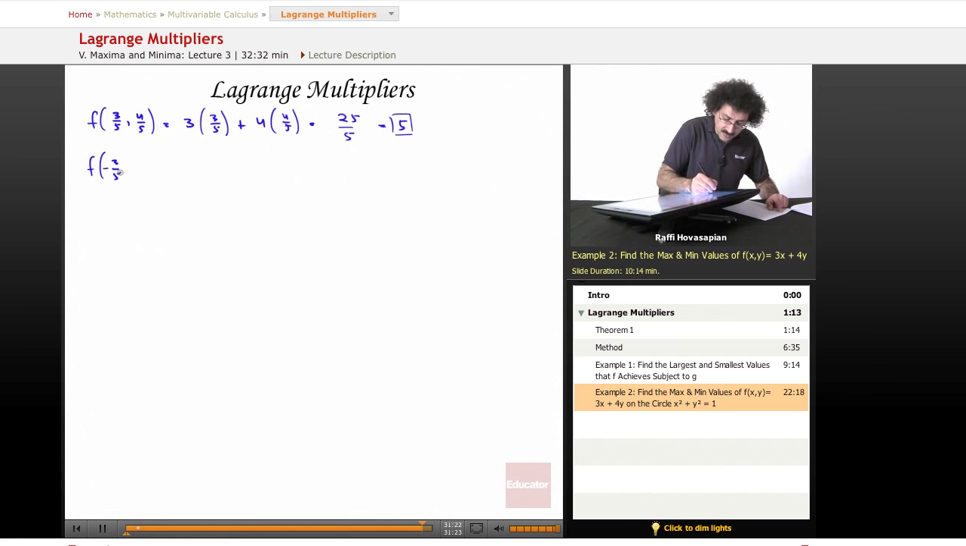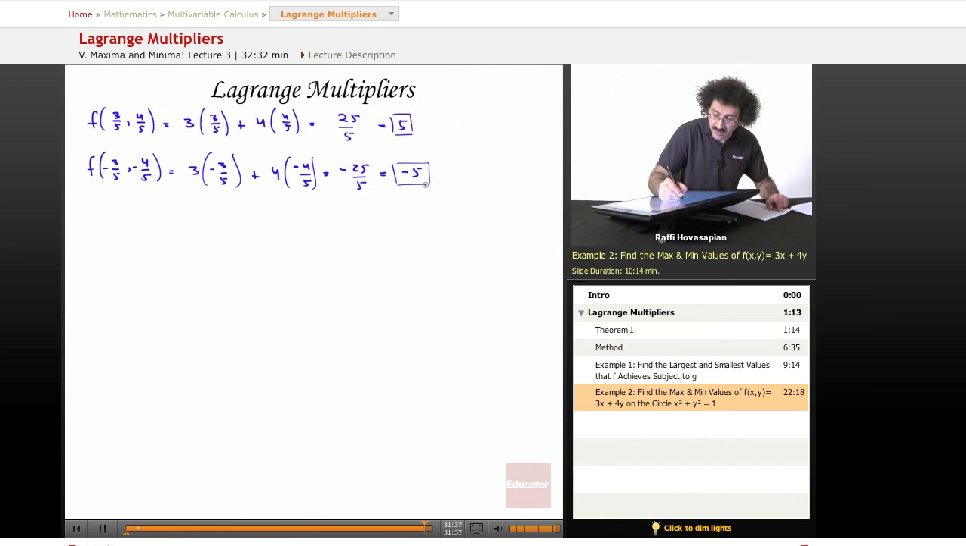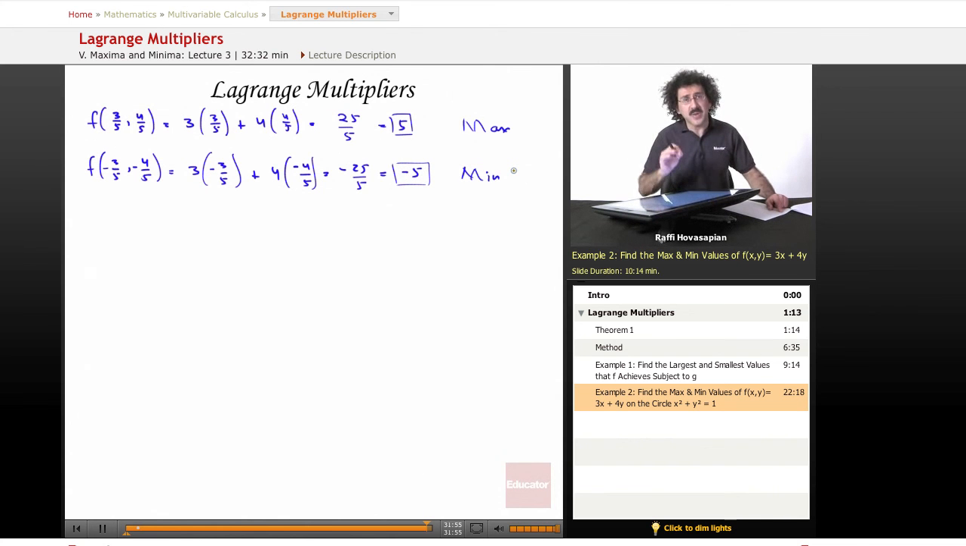And f of minus 3/5, minus 4/5 equals 3 times minus 3/5 plus 4 times minus 4/5 equals minus 25/5 equals minus 5. So here at the point 3/5, 4/5, it achieves a maximum. The maximum value is 5. And at negative 3/5, negative 4/5, the function f achieves a minimum of negative 5. So we have found the maximum and minimum values of 3x plus 4y subject to the constraint that x and y lie on the unit circle, x squared plus y squared equals 1. That's what's going on here.